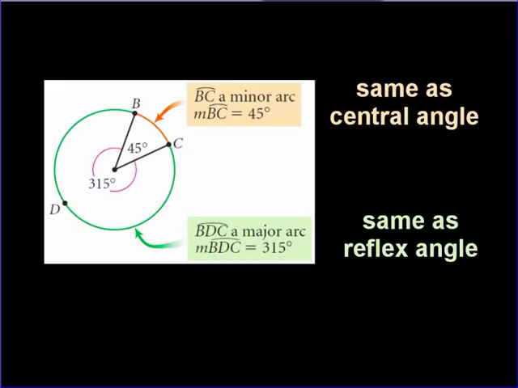Let's look at the next one, the very last thing we're going to look at today. Up here on the board, we've noticed that BC is a minor arc because it's smaller than half of a pizza. We measure minor arcs using degrees. So if this angle here is 45 degrees, then this arc is 45 degrees. Down here, this major arc, arc BDC, has a measure of 315 degrees, so the measure of arc BDC is 315. Another side note, that is the same as the reflex angle.